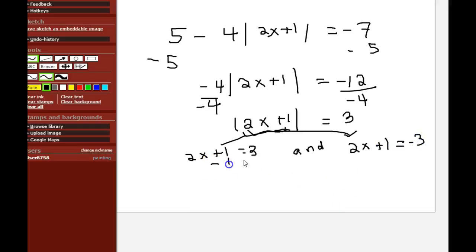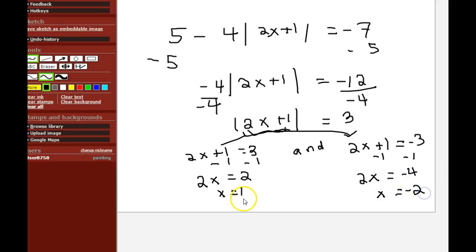So let's subtract 1 from both sides. So 2x is equal to 2. And therefore, dividing by 2, x is equal to 1. And for the other one, we're going to subtract 1 from both sides. 2x is equal to negative 4. Divide by 2 on both sides, x is equal to negative 2. So these are our two solutions.